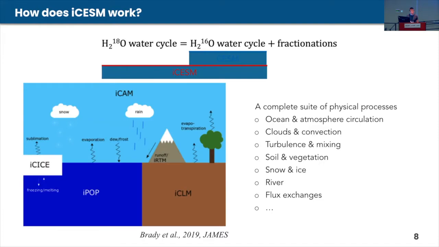We know in CESM, we have the hydrological cycle for the bulk water, so H2-16O. In iCESM, we add an additional water cycle, H2-18O, and we basically replicate what's already in the model for H2-16O. This means the water cycle undergoes similar physical processes listed here. Everything is similar, but we only add fractionation when needed. That's the major difference between the H2-18O water cycle and the H2-16O water cycle.